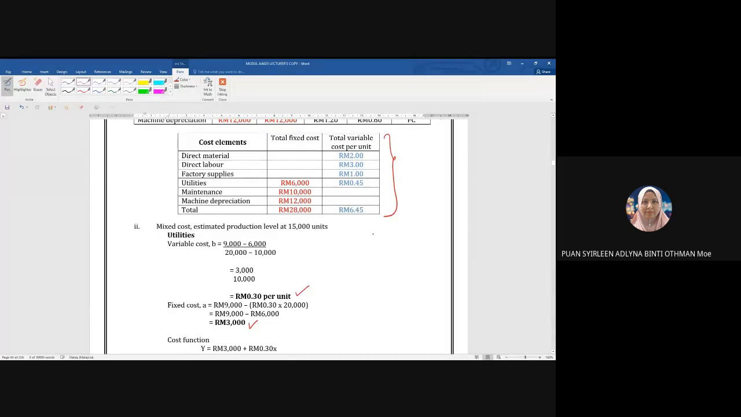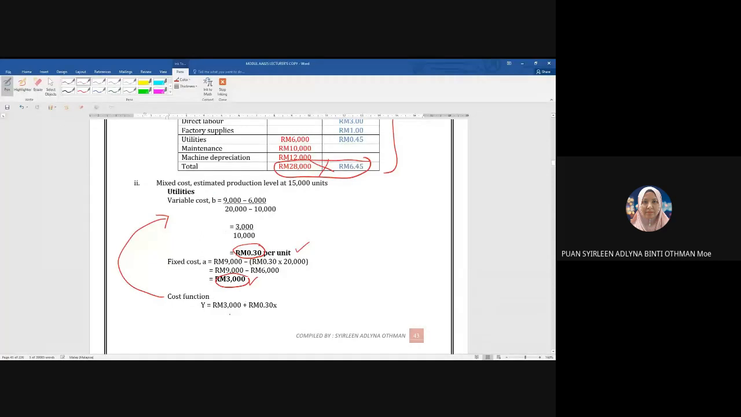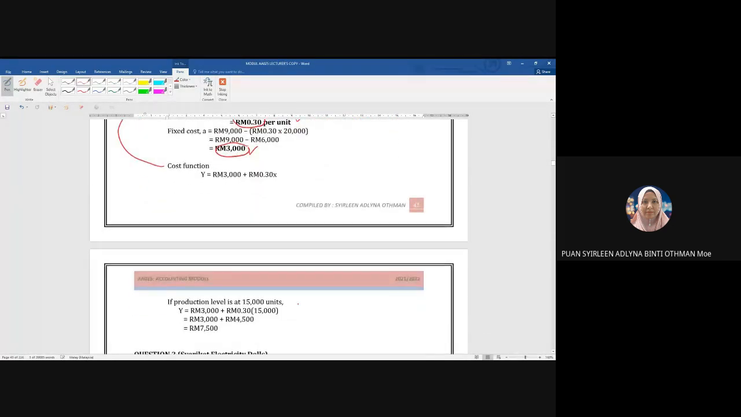Alright. Okay. So now we want to answer Roman 2. So you are supposed to form a cost function. This cost function is only for utilities, not overall. So since it is not overall, I do not use this total. Not this one. I am only going to use my 30 cents and my 3,000. Okay. So my cost function will be RM 3,000 plus 30 cents X. Okay. So when I substitute X equals 15,000 units, the mixed cost, which in this question is your utilities, the amount is 7,500.